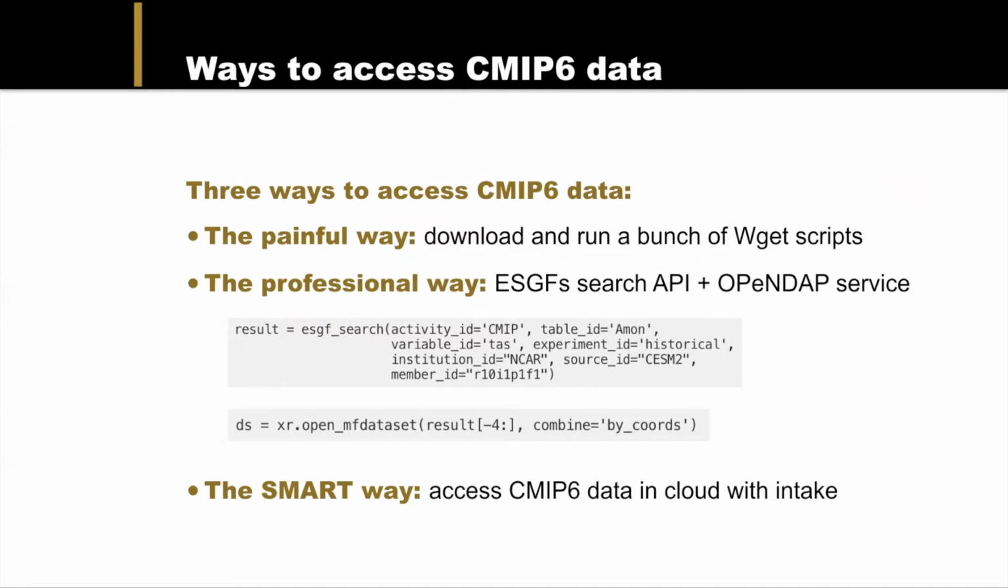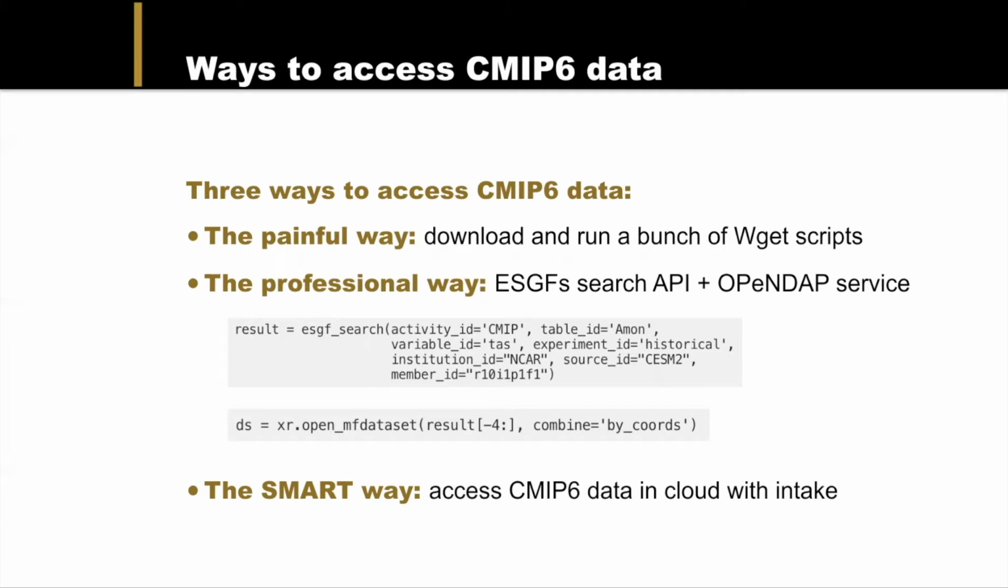Many of you may already have experience in using CMIP6 data for your own research, and there are multiple ways to access them. The first one, we call it the painful way. Basically, you need to first log on to an ESGF node. You click lots of options to narrow down your search, and you download a bunch of Wget scripts. Then you upload them into maybe the space in your university cluster, and then you run them one by one to download data locally. This sounds really painful, and it can cost a graduate student maybe 2 weeks to just download the data.